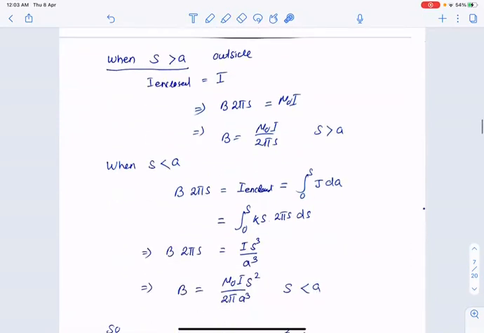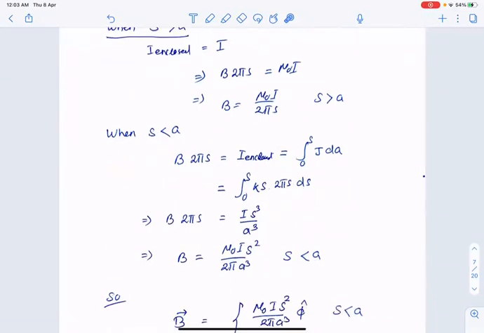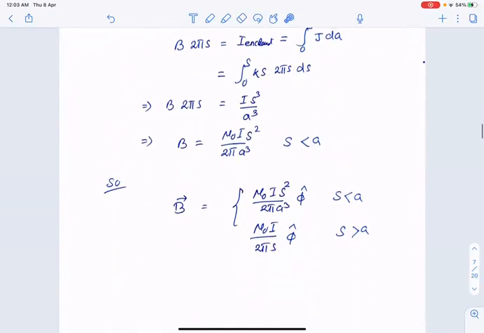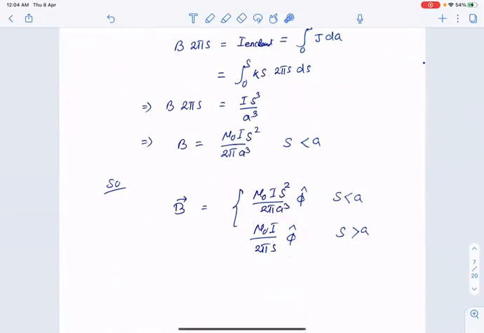This is because your current density is proportional to the distance from the center. If you are at distance S, which is less than A, your B dot 2 pi S will be nothing but mu 0 I enclosed, and to calculate that, you have to integrate J dot dA up to that point. Following the familiar algebra, that is Ks 2 pi S ds, and you now know the value of K. If you do that, you will eventually end up with B as mu 0 I by 2 pi A cubed multiplied by S squared. So in summary, B outside is the same result, mu 0 I by 2 pi S phi cap, whereas inside it depends where you are. It turns out to be mu 0 I S squared by 2 pi A cubed phi cap.